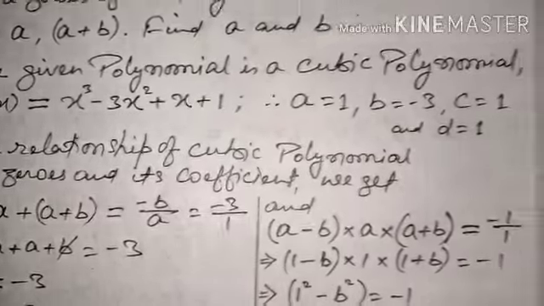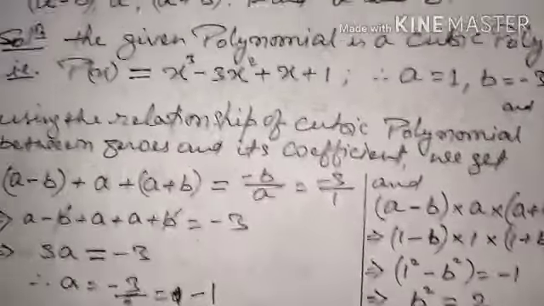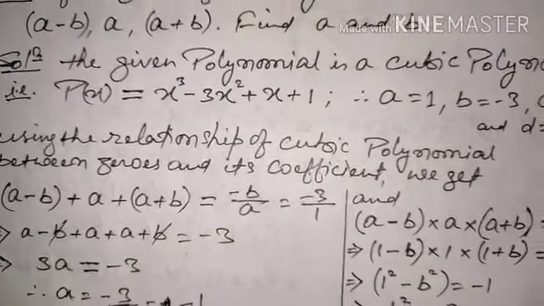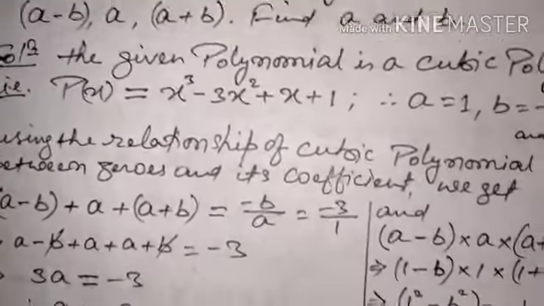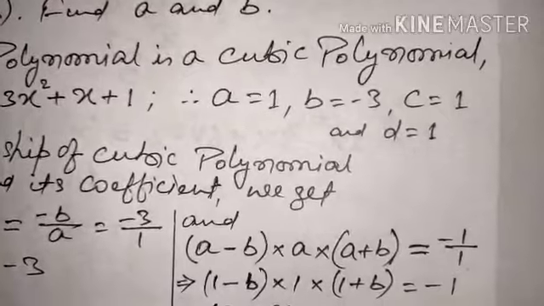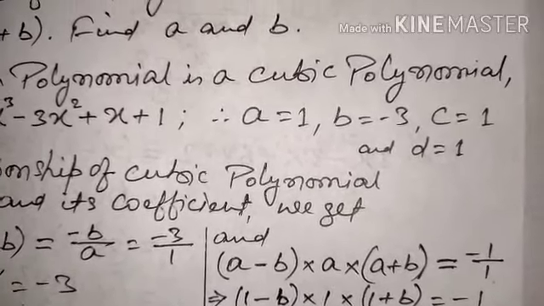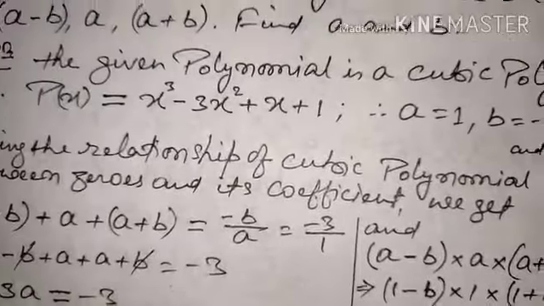So the given polynomial is a cubic polynomial. I have written the polynomial first of all, that is p(x) is equal to x cube minus 3x square plus x plus 1, and from this polynomial I have written the values of a, b, c and d, that is the coefficients. a is equal to 1, b is equal to minus 3, c is equal to 1 and d is equal to 1. You can easily check it out.